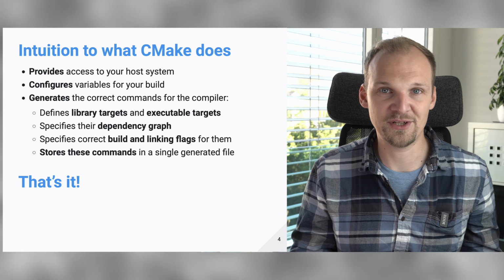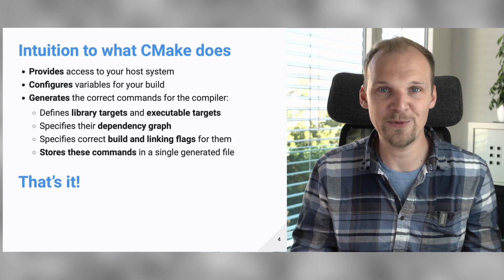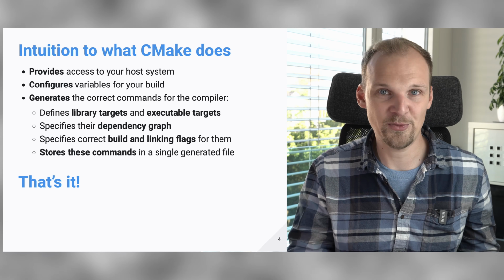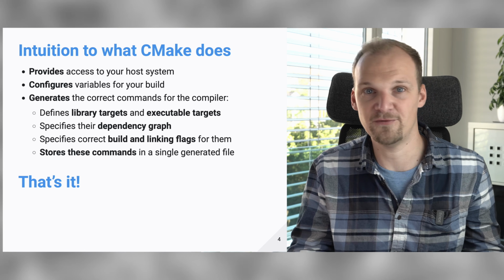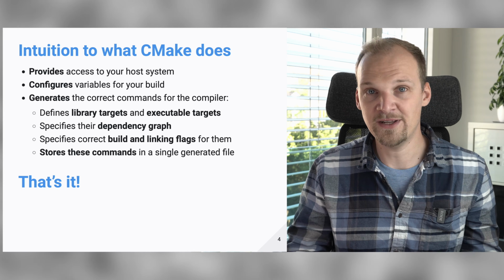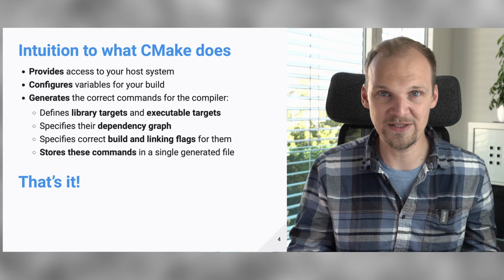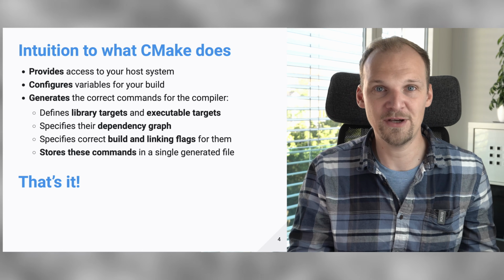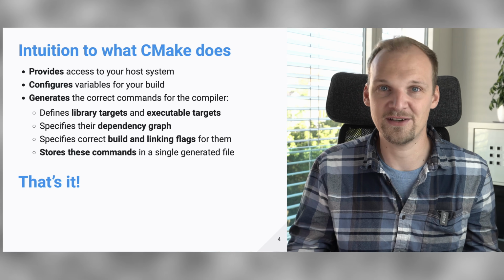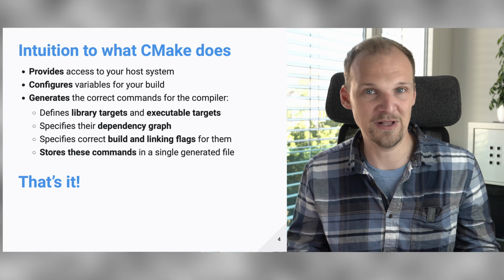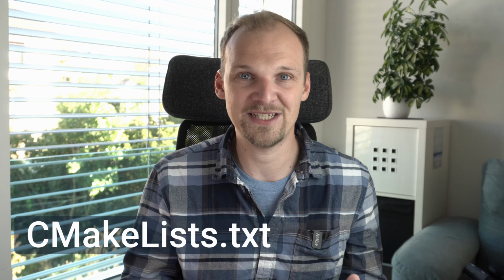So what this generation comes down to internally in CMake is it defines the library and executable targets, it defines their dependency graph of what depends on what. Finally, it specifies the correct build and linking flags for all of those, and in the end of the day, it actually generates the commands that are needed to build all of those files correctly. So the whole build process is defined in a CMakeLists.txt file, or potentially multiple of those.